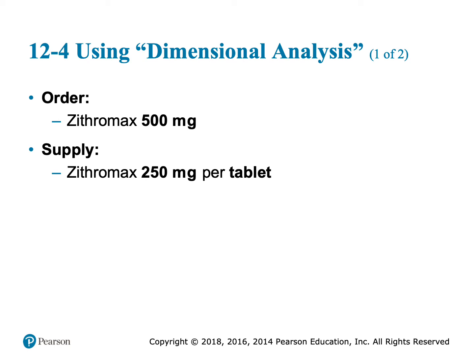Okay, so again, let's tackle the order. The physician's order is Zithromax 500 milligrams. Now, what part of our formula is that? Right, that's D. The supply on hand is Zithromax 250 milligrams per tablet. So 250 is going to equal our H, what we have on hand, and the tablet is going to equal our quantity. That's our Q. All right, so let's go to the next slide and we will set up our problem.